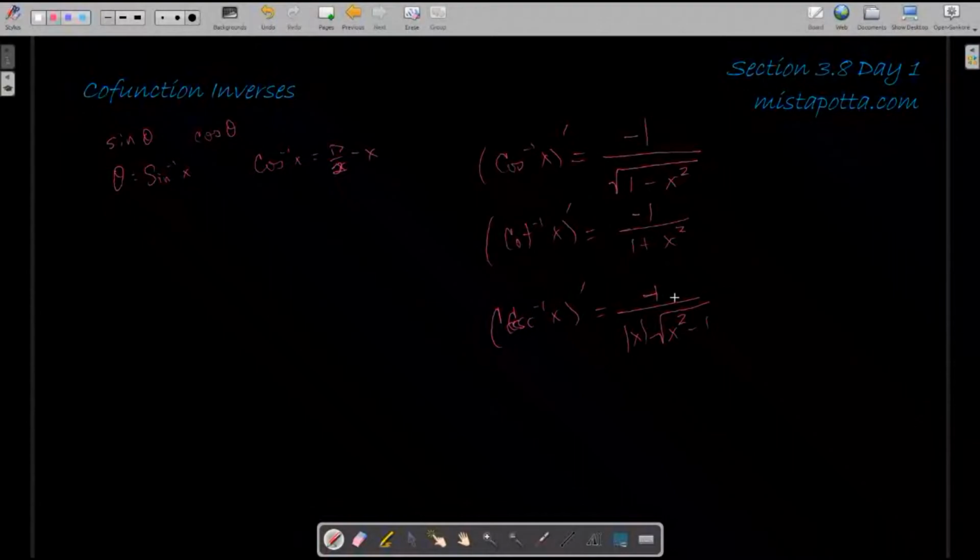Because we've noticed that the graphs of cosine, cotangent, and cosecant are decreasing, so the slopes need to be negative, the derivatives need to be negative, and we compensate for that with a negative here. So I want to go through a couple of examples of taking derivatives of trig inverse functions.